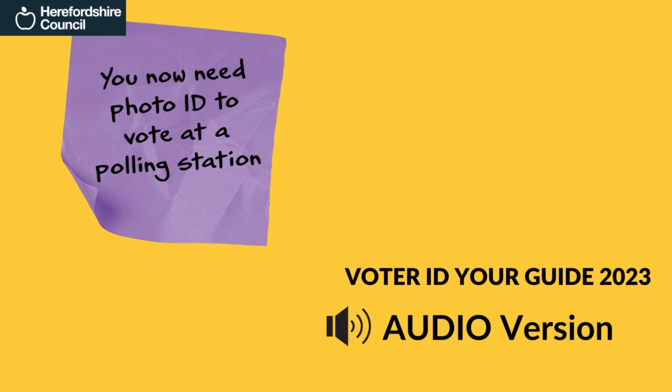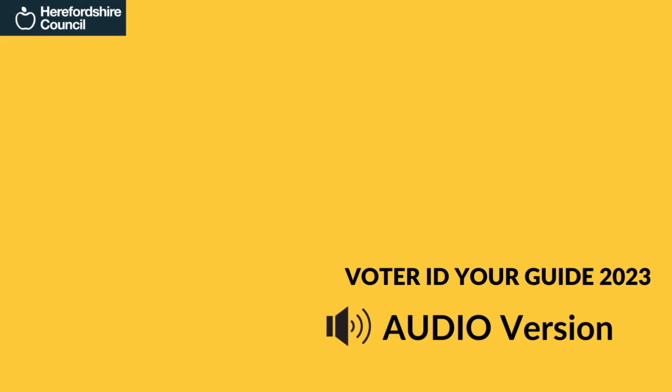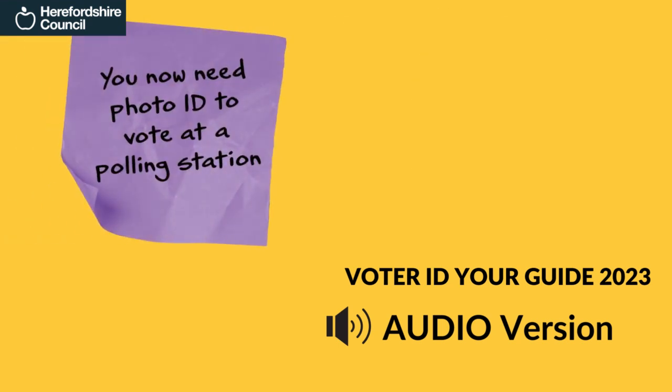Question: I'd like someone to vote on my behalf at a polling station. Will they need to show my photo ID? Answer: no. However, they will have to show their own ID. As long as you have registered for a proxy vote, polling station staff will know that this person is voting on your behalf.